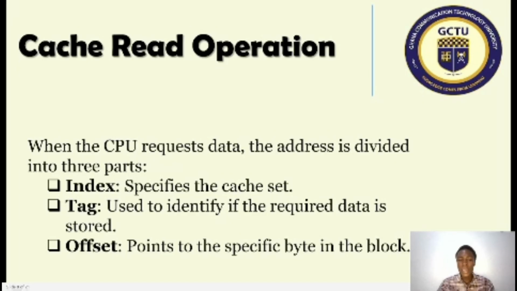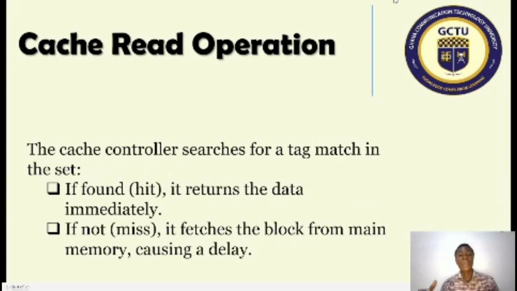We move on to our next slide, where the cache controller searches for a tag match in the set. As I said in the previous slide, if it finds a match with the index, it's called a cache hit, and it returns the data immediately for faster processing. If not, it's a miss, which fetches the block from the main memory, causing a delay in processing.